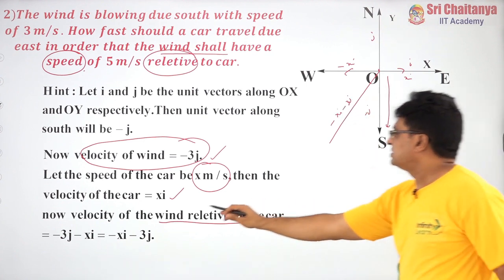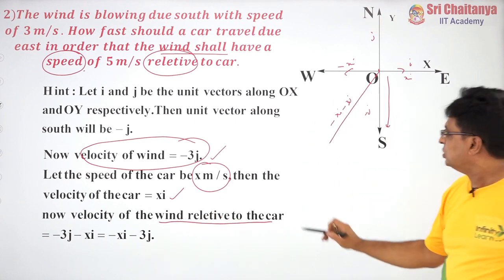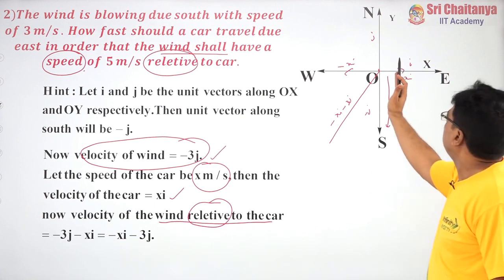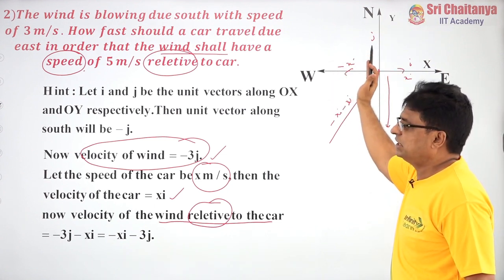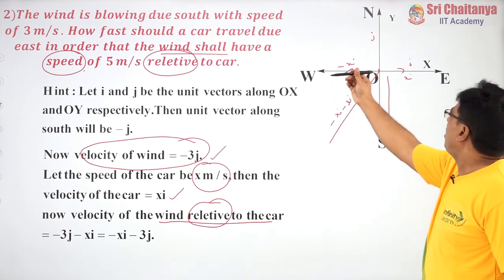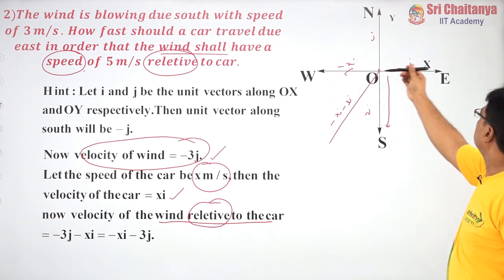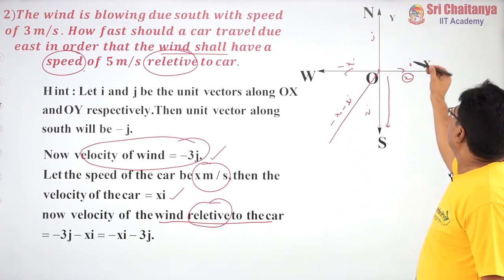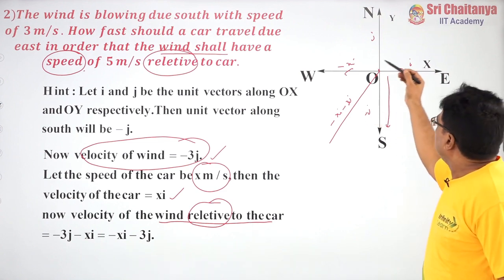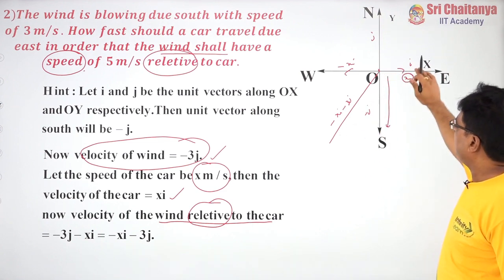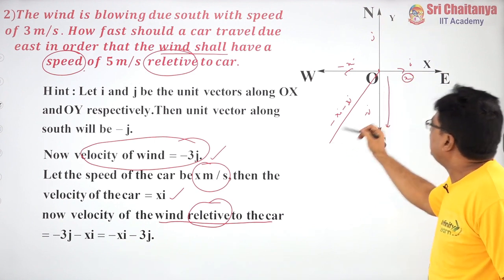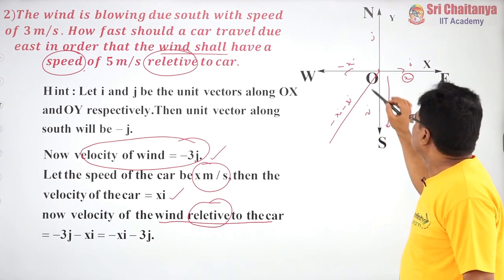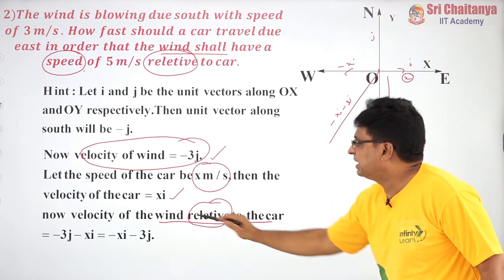This is what? Velocity of the wind relative to the car. Whenever the term relative is given in the question, automatically it comes in the opposite direction. Now the car is moving towards east, that means towards the x axis. Since the speed of the car is x, the velocity of the car becomes xi, but the wind velocity relative to the car that I am finding is the resultant. Resultant of what? Two vectors, one is minus xi and one is minus 3j.